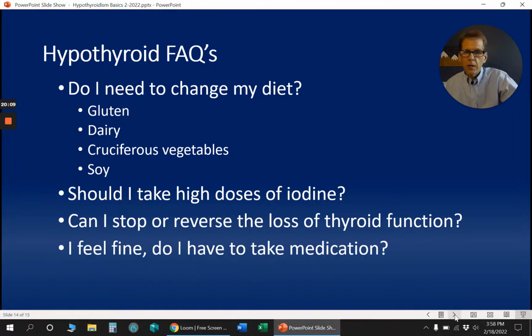And then let's see here. Finally, I feel fine. Do I have to take medicine? My doc told me I have low thyroid. My TSH is high. Do I have to take medicine? What we generally say is for people who have no symptoms, who have normal kidney function and are not pregnant, if your TSH is below 10, then generally it would be fine simply to monitor and treat when the TSH goes above 10. But for those of you whose TSH is above 10, we do see changes in cholesterol and heart function that may predispose to some problems down the road.